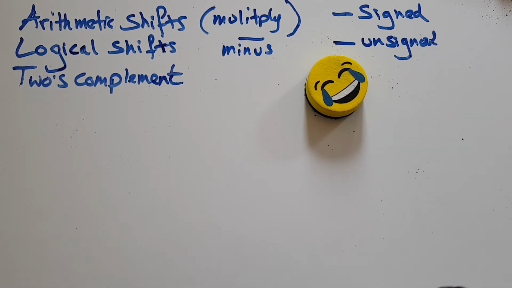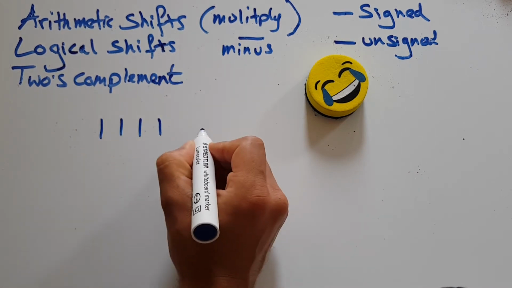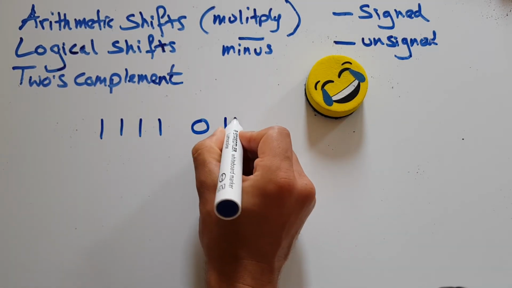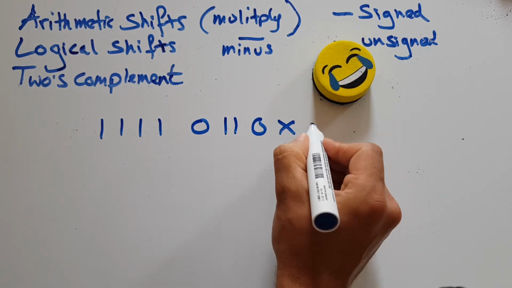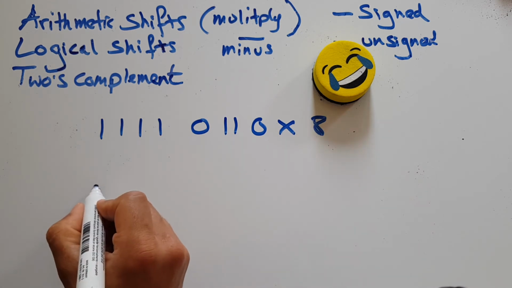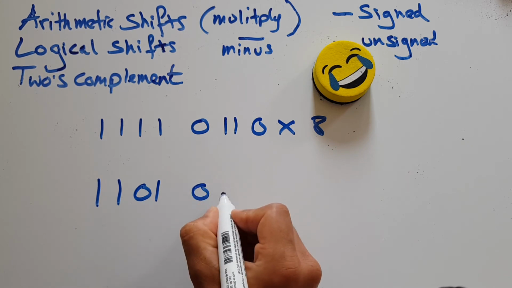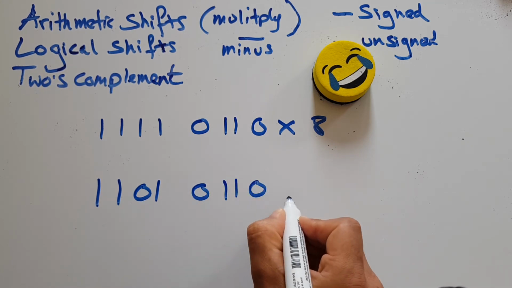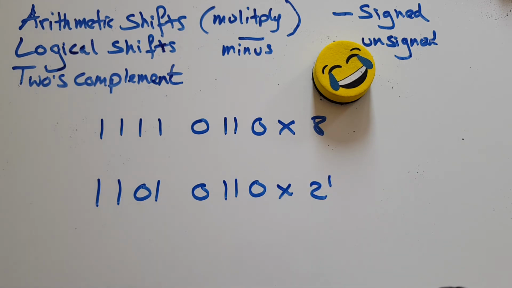Okay, so have a go at these. Let's say 1, 1, 1, 1, 0, 1, 1, 0, and you want to multiply that by 8. And another one, 1, 1, 0, 1, 0, 1, 1, 0, and you want to multiply that by 2 to the 1. Okay, so grab a pen and paper, press pause, and have a go at these.